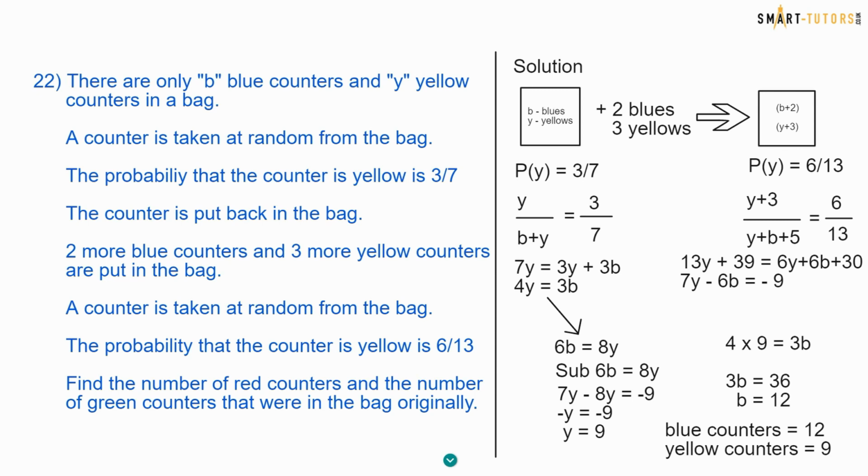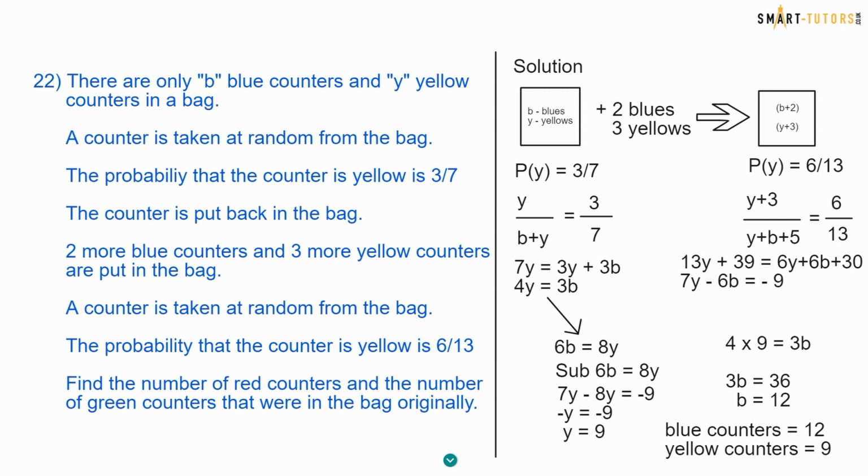On the second side, on my right hand side, what happened is they added 2 blues and 3 yellows. So now B plus 2, and 3 yellows means Y plus 3. The counters taken previously are put back into the bag, so it's the same B and the same Y as the initial. Add 2 and 3, so it becomes B plus 2, Y plus 3.